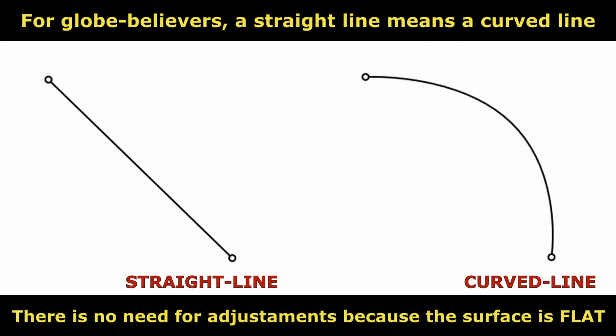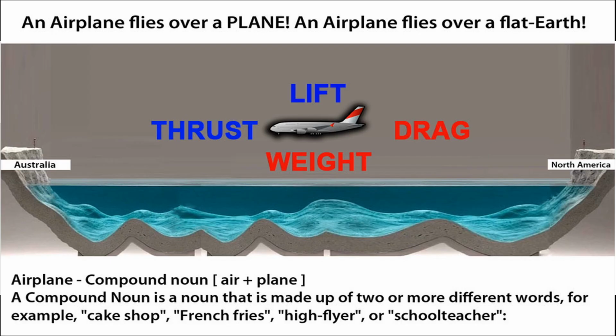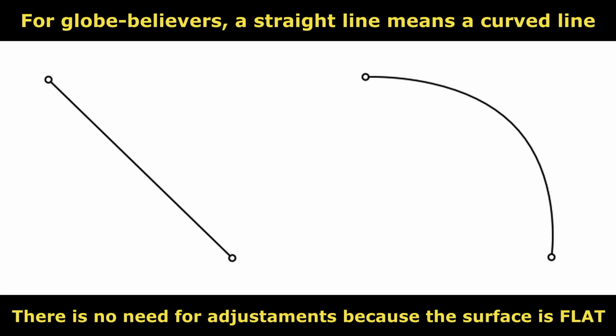For globe believers, a straight line means a curved line. I don't know what part of a straight line don't they understand, because on the left side you see a straight line. But for globe believers, when an airplane is flying a straight line, it's curving down. So I don't understand what part of a straight line they don't get. There's no need for adjustments because the surface of the Earth is flat. An airplane is designed to fly over a flat surface. That's why it's called an airplane. It flies straight and level over a flat surface. But those guys don't get it. They think that flying straight is curving down.